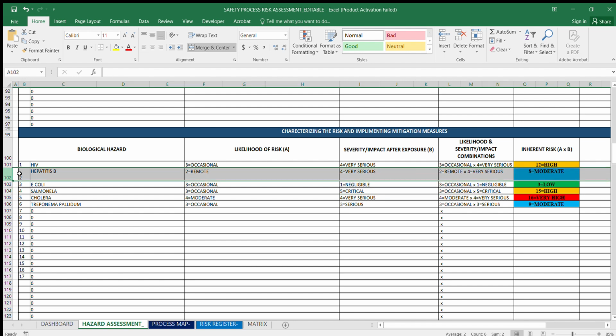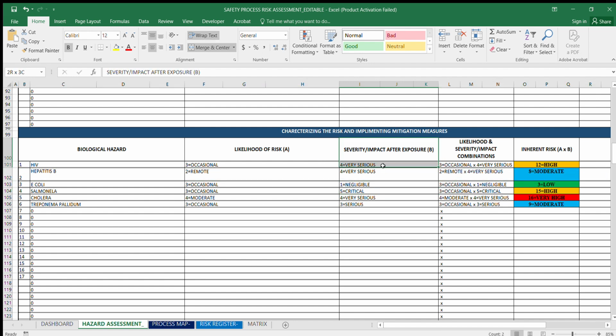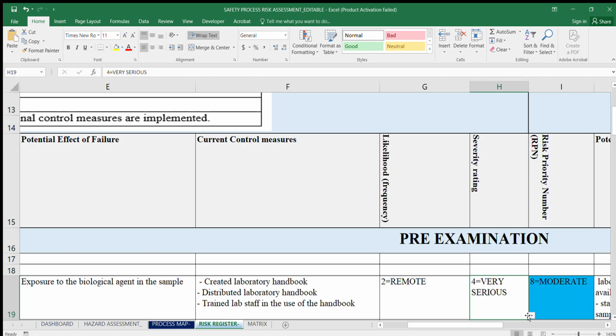Under hepatitis, under the severity, we said the severity or the impact of exposure is very serious. So in this case, even our rating here would be very serious. The only way that this particular severity will reduce is if that particular biological agent has a vaccination, or you can get immunized. And if you get vaccinated, it means that you can now reduce the severity.